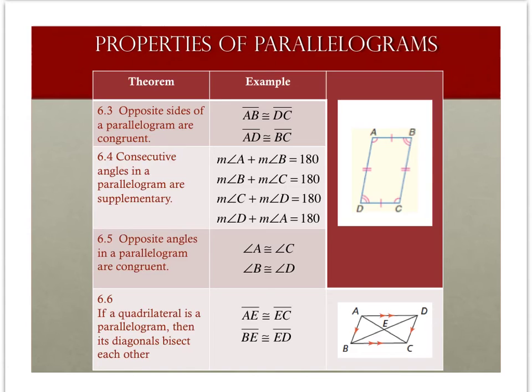And then finally, if a quadrilateral is a parallelogram, then its diagonals bisect each other. So here's my quadrilateral. It's a parallelogram. So AE is congruent to EC, and BE is congruent to ED.